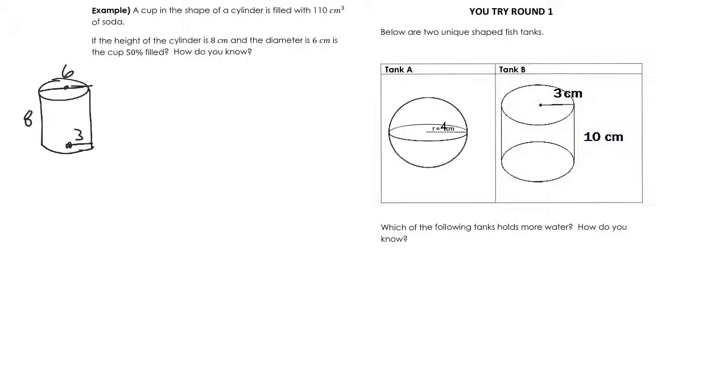So I got to figure out how much water. Oh, nope. It's filled with 110 centimeters of soda. So it's filled up. It's got 110 centimeters cubed of soda in it. Is it half full or 50% full? Well, to know how full it is, I got to have the total volume. So I'm going to start with the volume for the cylinder. That's pi r squared, or the area of the base, times height.